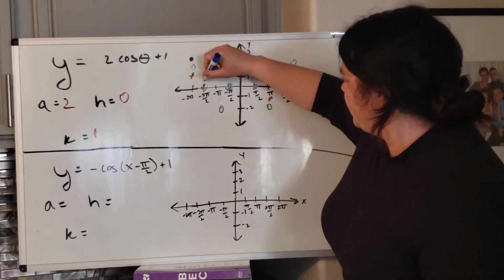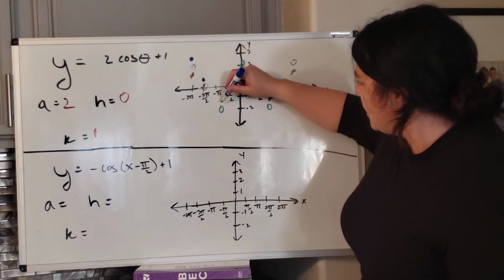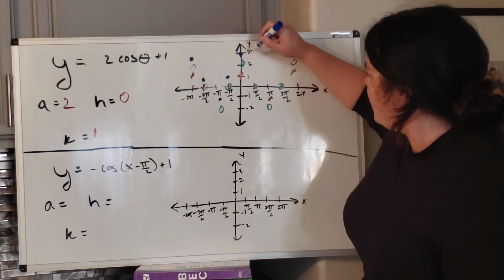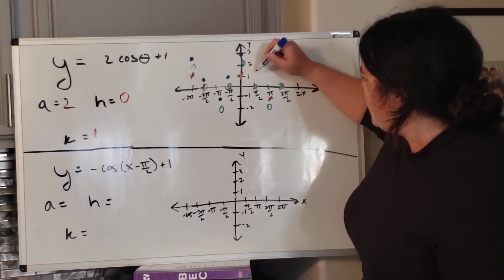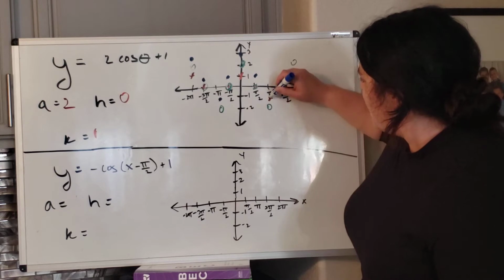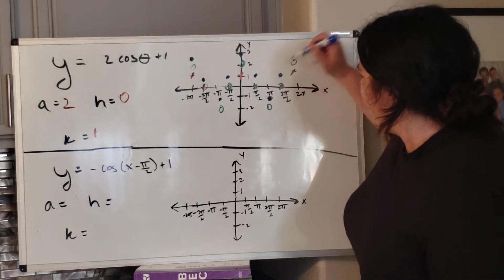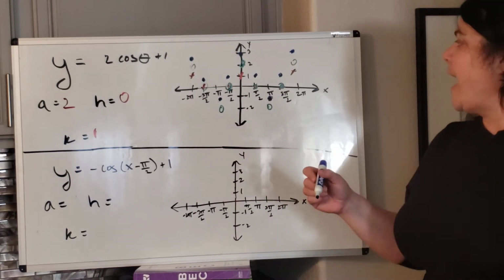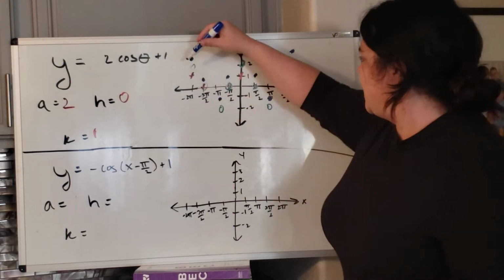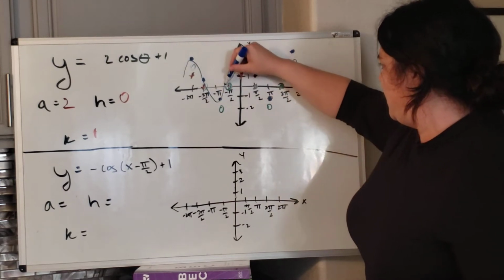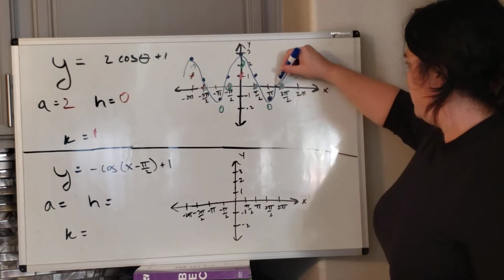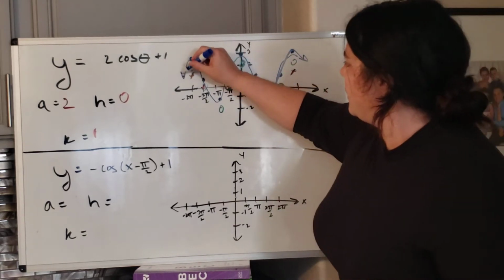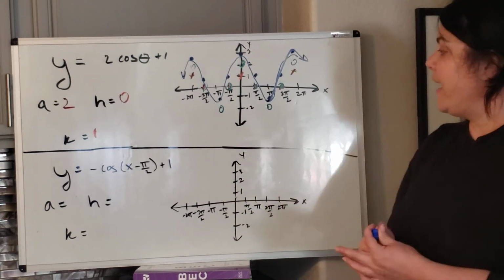So up 1, up 1, up 1, up 1, up 1, up 1, up 1, up 1, and then up 1. So my blue is the last, so that's what I'm going to connect in. And remember guys, it is a wave, so this is just going to kind of be better. And there we go. All there is to it. Okay, let's look at the next one.